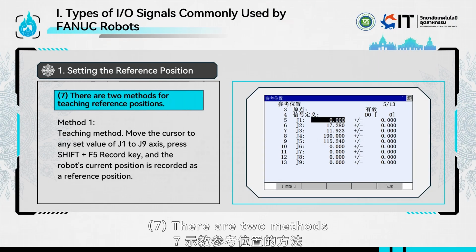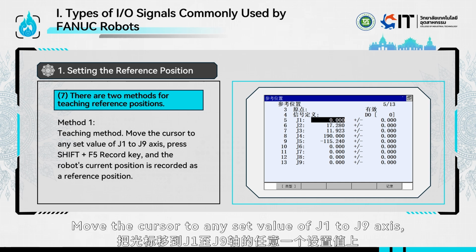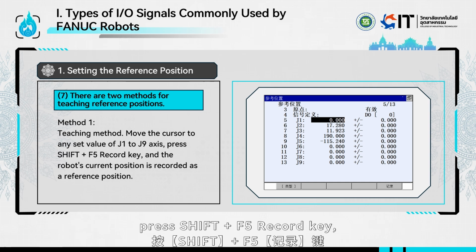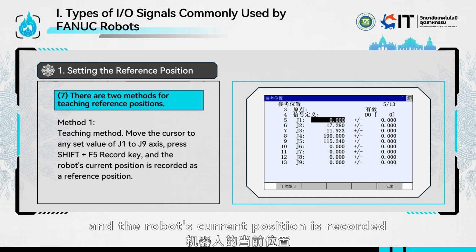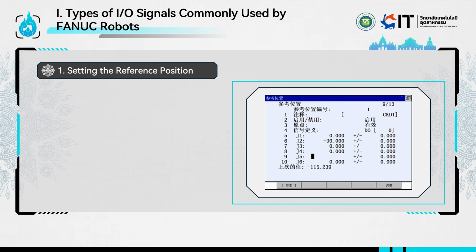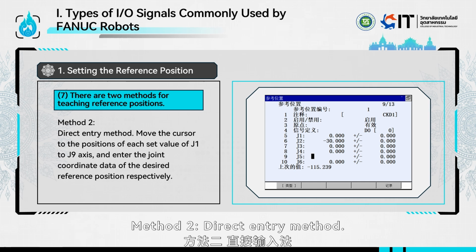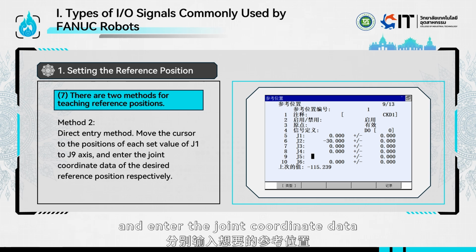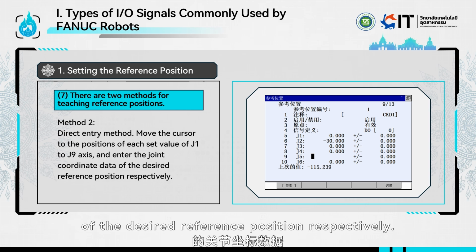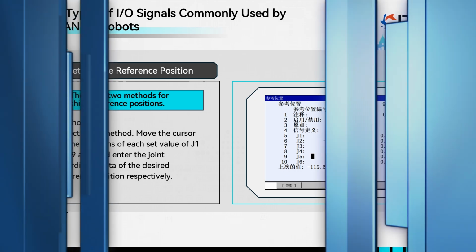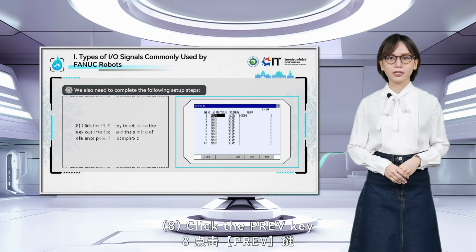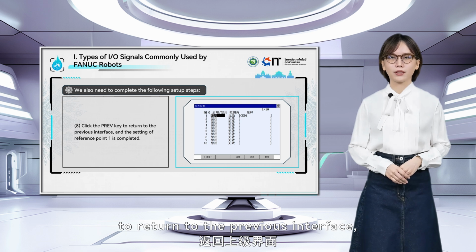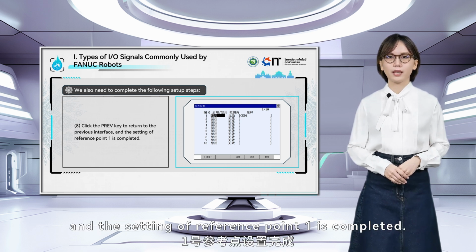7. There are two methods for teaching reference positions. Method 1. Teaching method. Move the cursor to any set value of J1 to J9 axis, press Shift plus F5 record key, and the robot's current position is recorded as a reference position. Method 2. Direct entry method. Move the cursor to the positions of each set value of J1 to J9 axis, and enter the joint coordinate data of the desired reference position respectively. 8. Click the Prev key to return to the previous interface, and the setting of reference point 1 is completed.